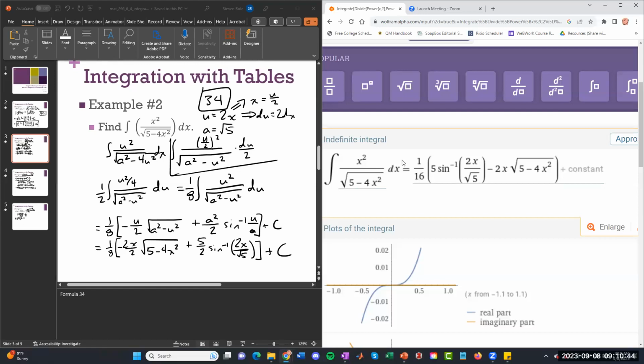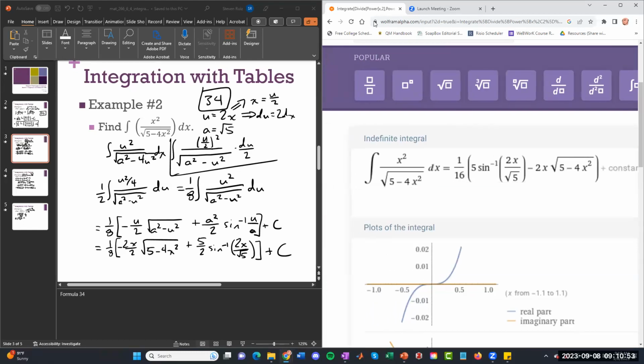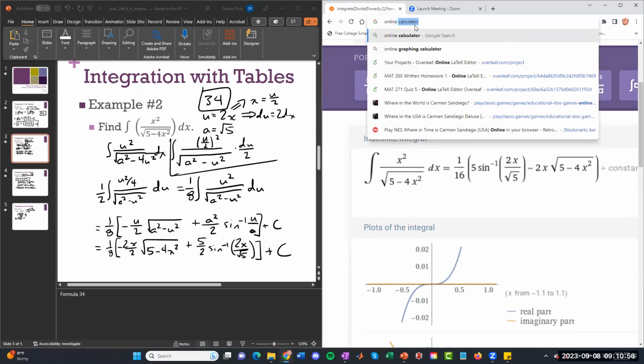Is this something you think you can find, or should I drop a link in Canvas somewhere? Okay. If anybody has trouble, let me know. I think really probably in my online integral.